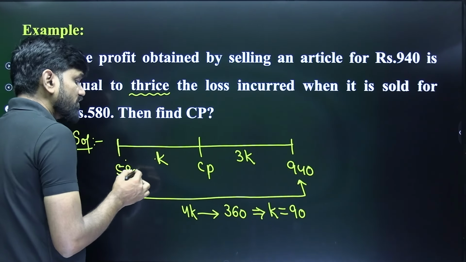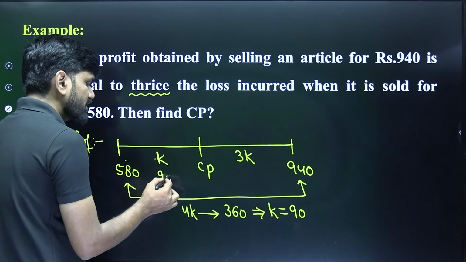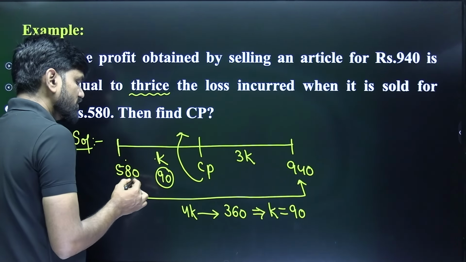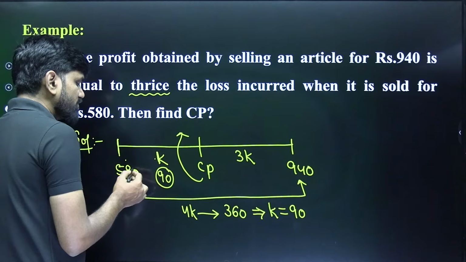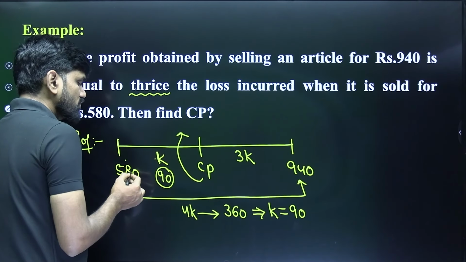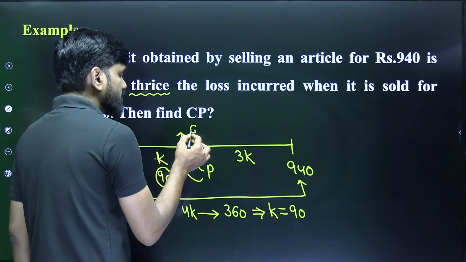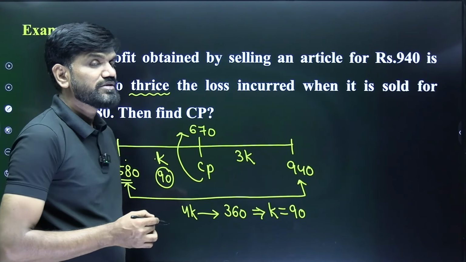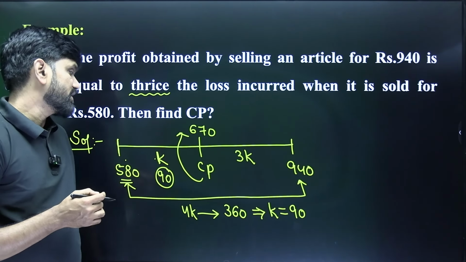So if I am selling it for 580, my loss was 90. Means the cost price has to be how much? Cost price will be from here to here. When I move, I need to add it. So 580 plus 90 will give me the cost price. Hence your cost price has to be 670. That is the best approach, going by that line diagram.